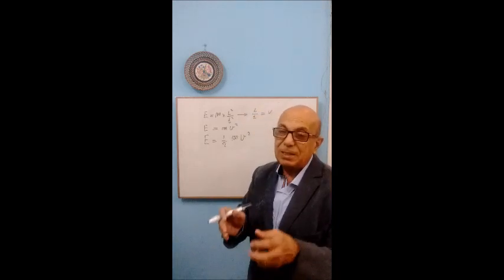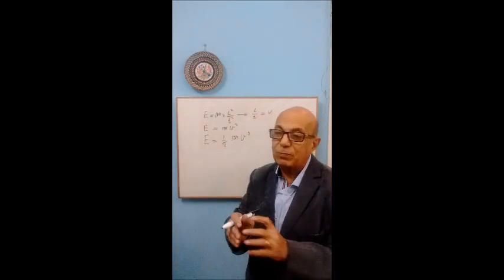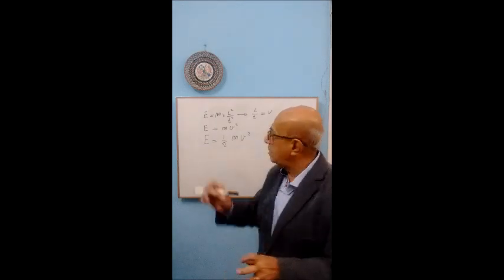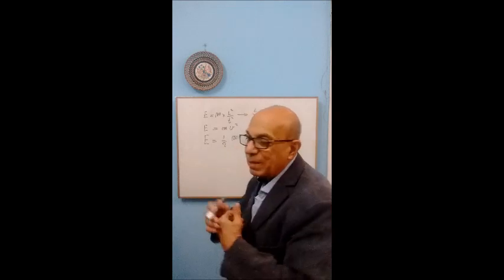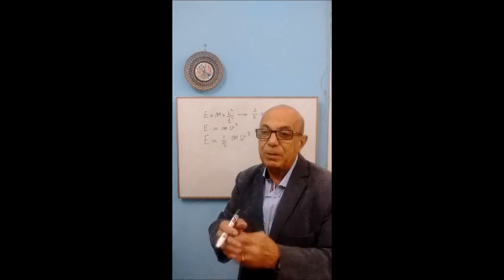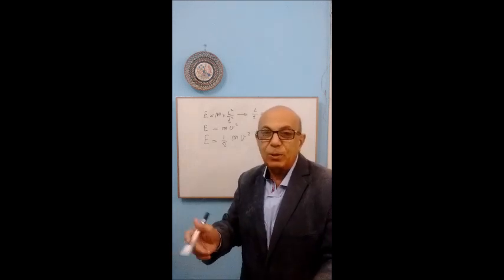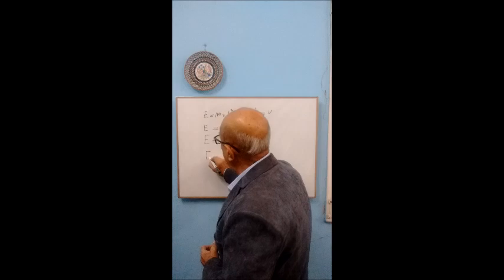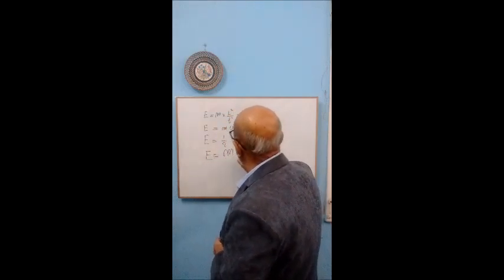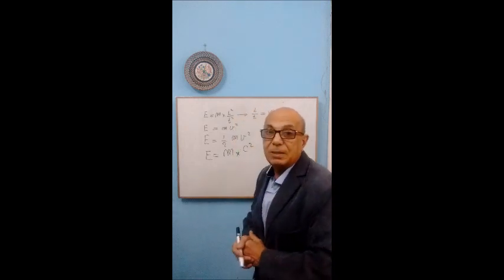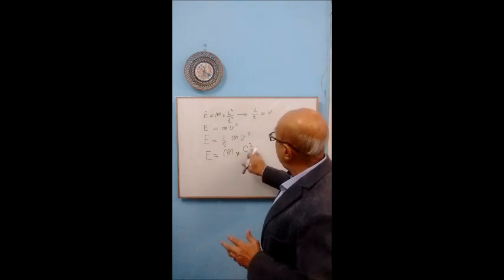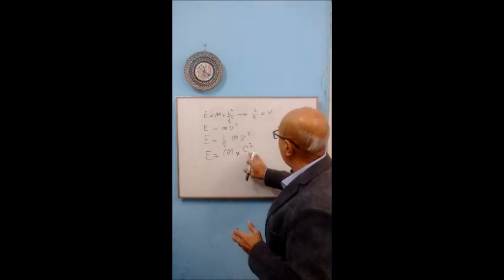So dimensionally, energy equals mass times velocity squared. For a moving body, kinetic energy equals half mv squared. But if mass is transformed to energy, the mass itself disappears and changes to energy, as in a nuclear reaction. Einstein put the equation E equals m times c squared, where c is the velocity of light. But dimensionally, energy is mass times the square of the velocity.